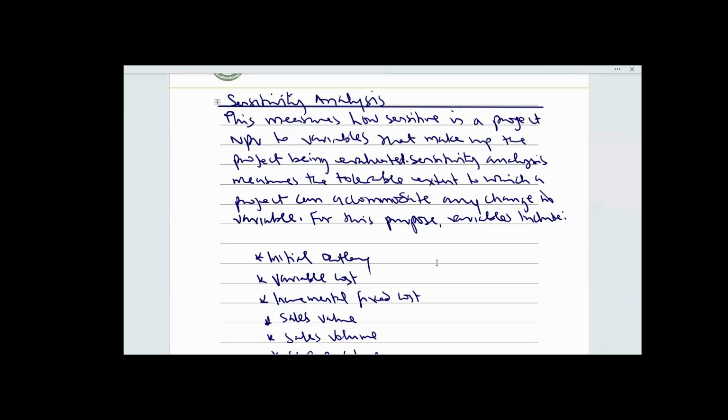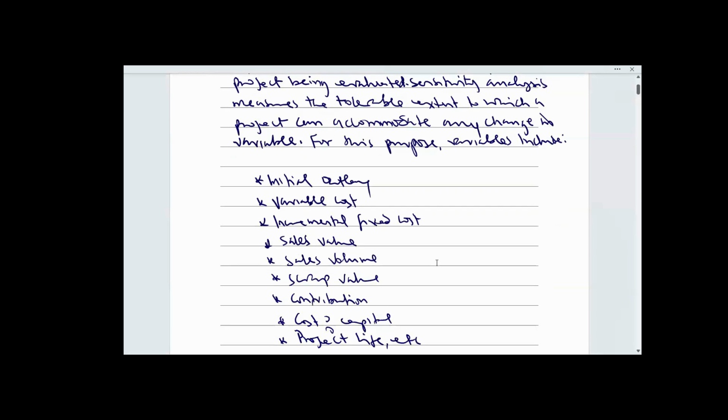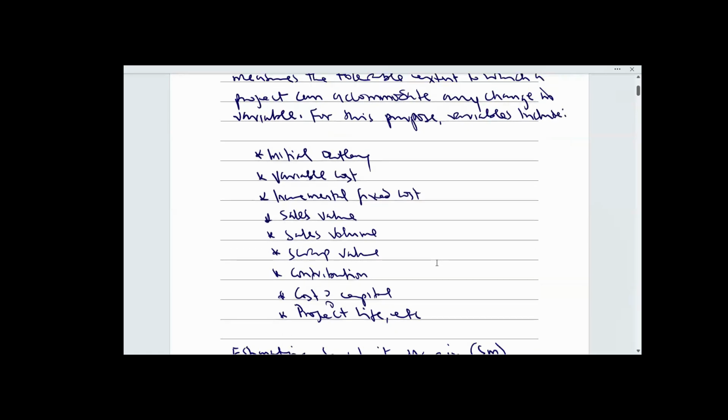For this purpose, we said variables include initial outlay, variable cost, attributable, specific, or incremental fixed cost, sales volume, sales value, scrap value, savings, contribution, cost of capital, project life. Any component of the project, any element that makes up the project being evaluated, is called a variable.